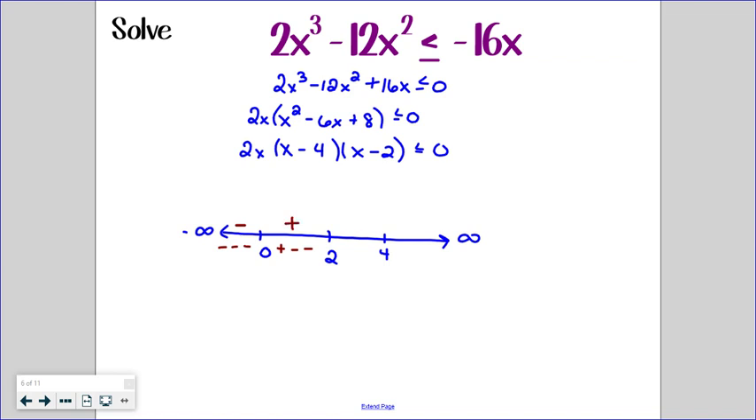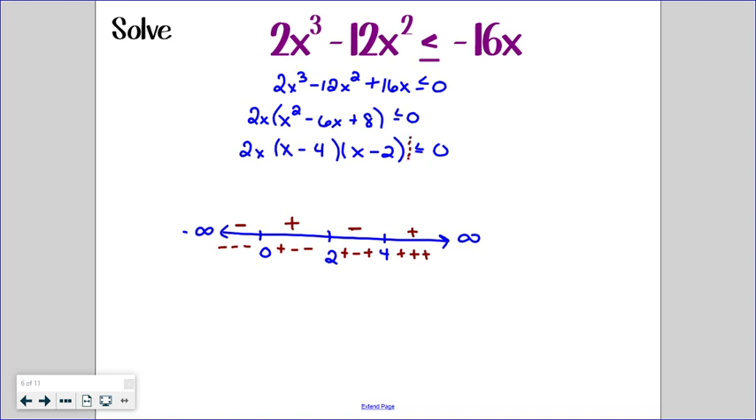Something between 2 and 4 would be like 3. In that first spot would just be a positive 3 or 6. 3 minus 4 would be negative. 3 minus 2 would be positive. So when I multiply those three types of numbers together, I would get a negative number. Something bigger than 4 would be like 10. 2 times 10 is positive. 10 minus 4 is positive. 10 minus 2 is positive, and we get a positive.